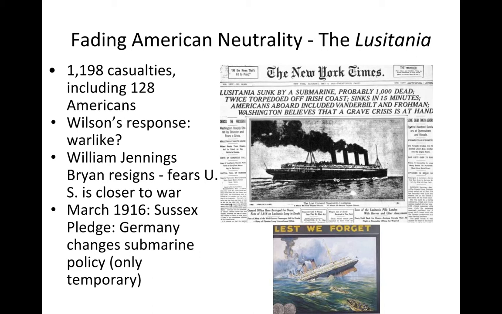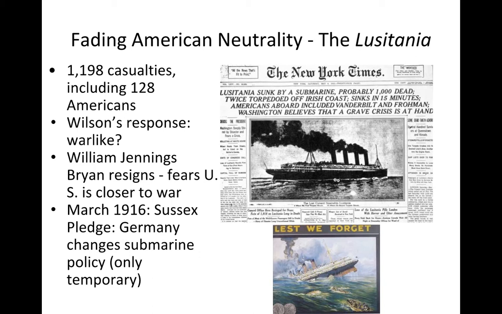You can see at this point that members of the U.S. government are still very torn about what to do to respond to the Lusitania. Wilson demands an apology from the Germans, which he does not get. You actually have Wilson's Secretary of State, William Jennings Bryan, resign. And part of that is because he feared that Wilson was bringing the U.S. closer to war by his approach that this was a very aggressive militaristic act.